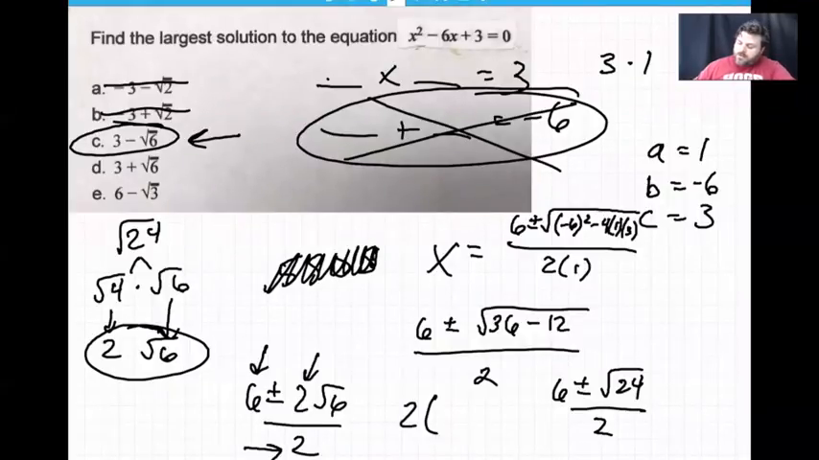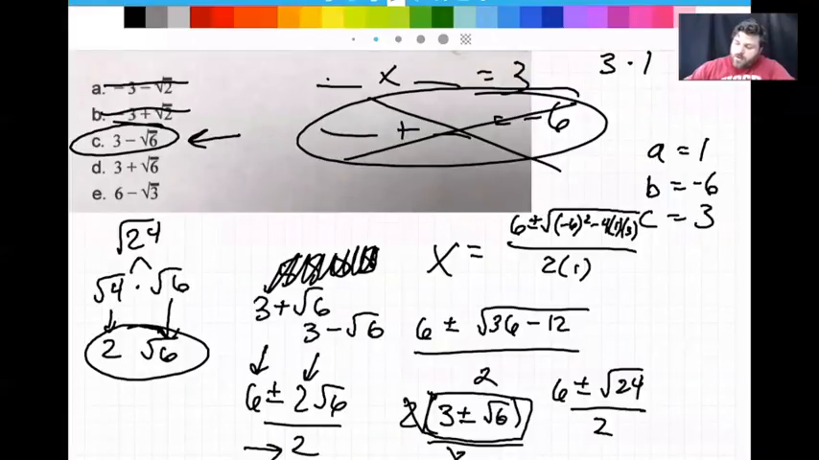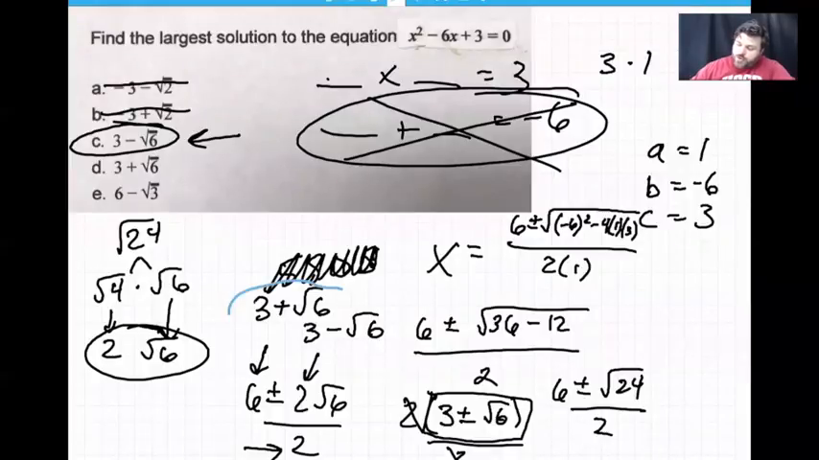So what we do is we factor out a 2 from the top. That leaves me with 3 plus or minus root 6 divided by 2. Then we cancel the 2's. Then we get our final answer. 3 plus root 6 and 3 minus root 6. Those are my two solutions.